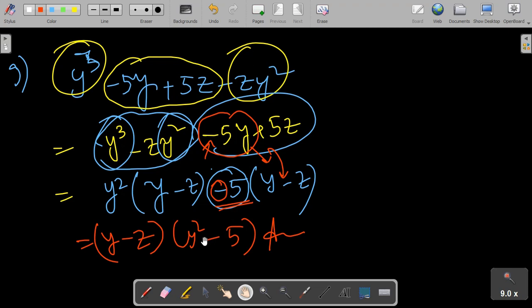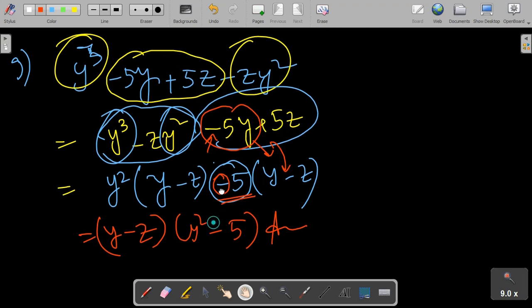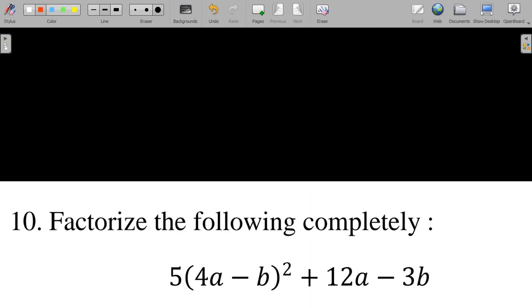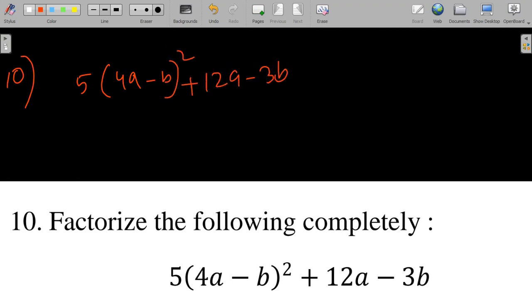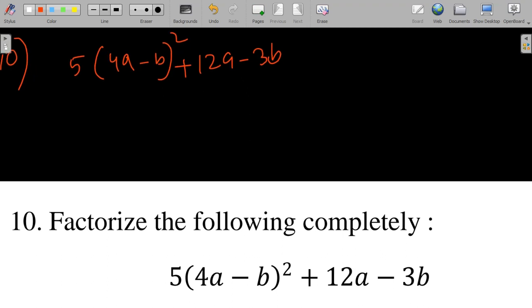So this was a very simple question. Moving towards the next question. Acha, in the next question I can see there is another factorization given. Here it is given that 5(4a minus b) whole square, plus 12a minus 3b. Okay, so let's see how here we can find out which are in pair.